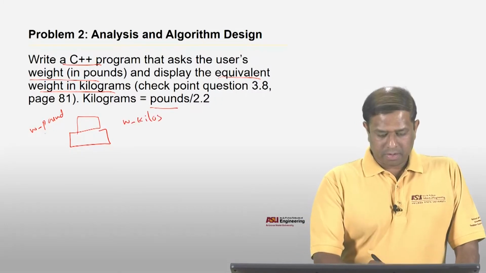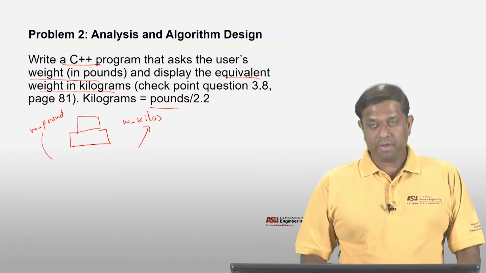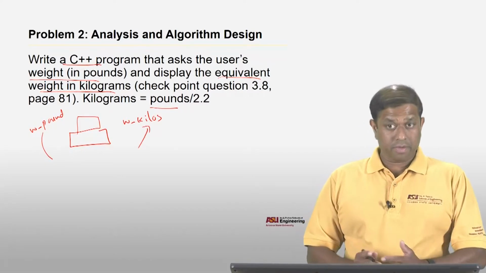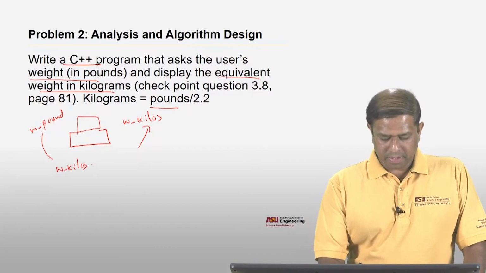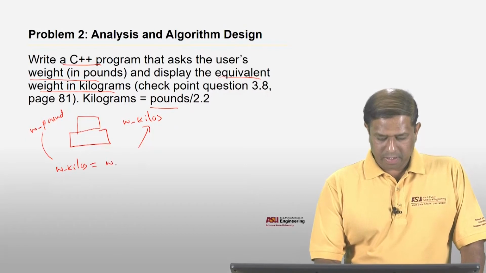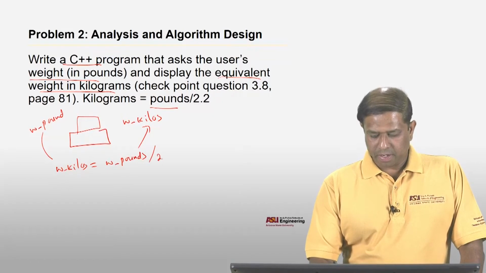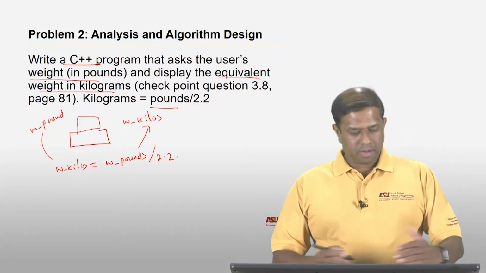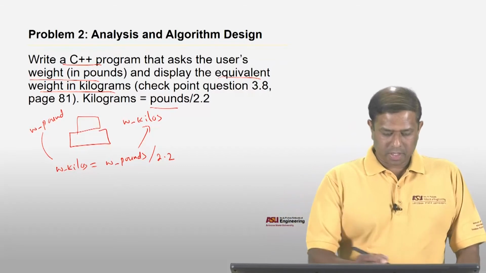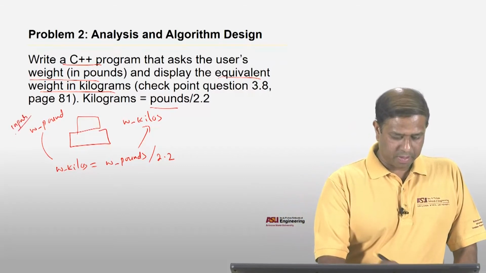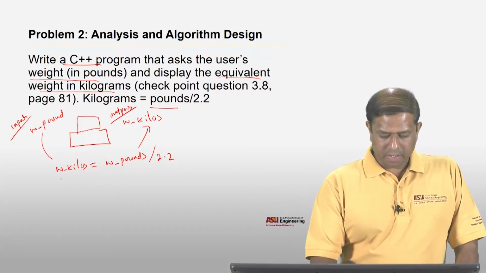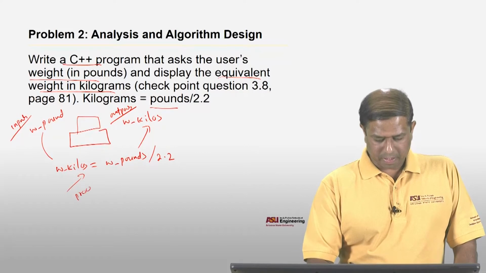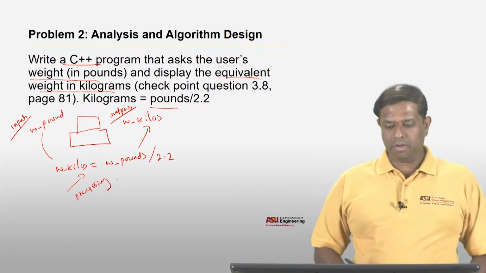Right? Now, in order for us to do this conversion, we need to apply the weight conversion formula given. So weight in kilos equals weight in pounds divided by 2.2. Right? So that will pretty much give us the inputs, outputs, and the processing needed to solve this problem, right?